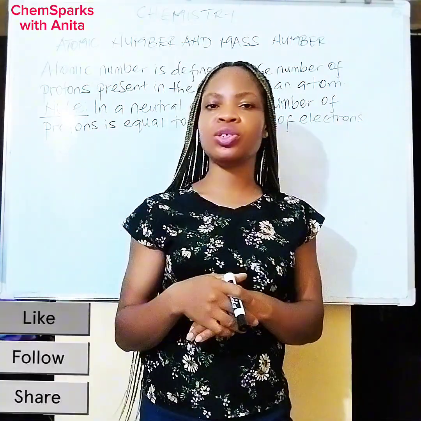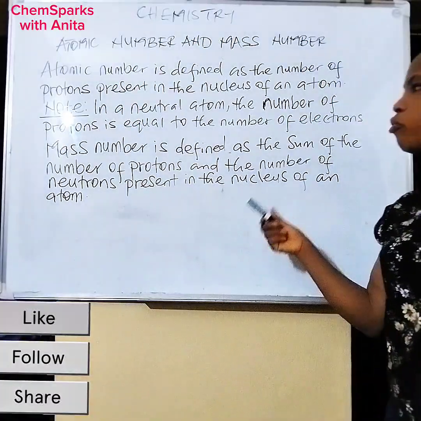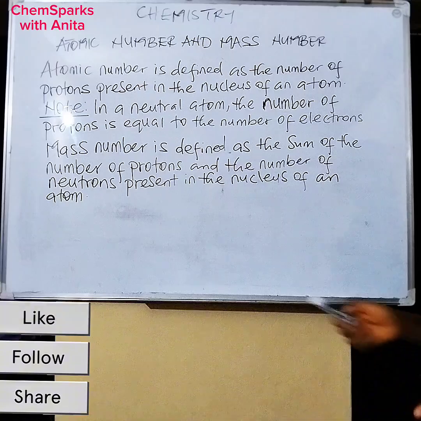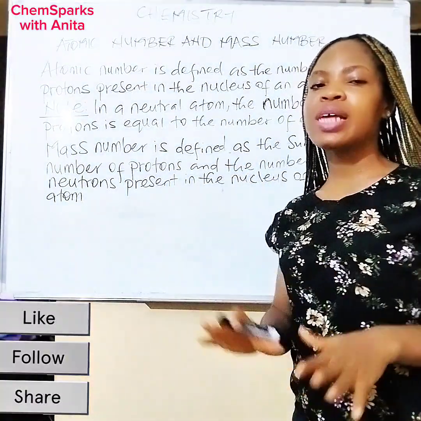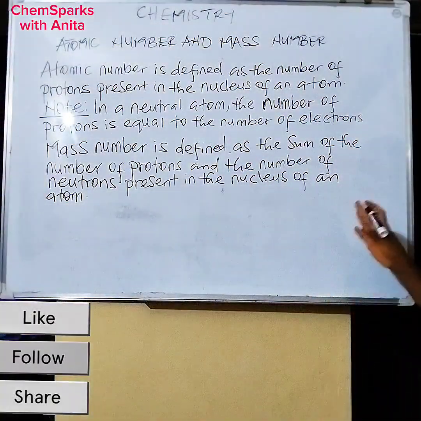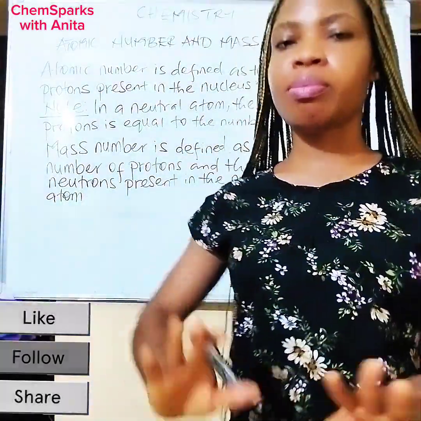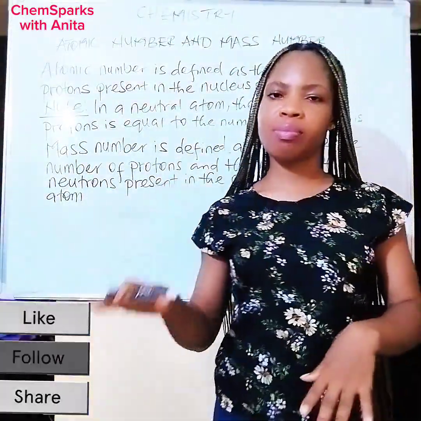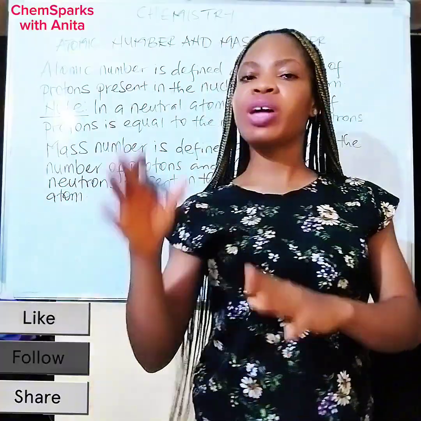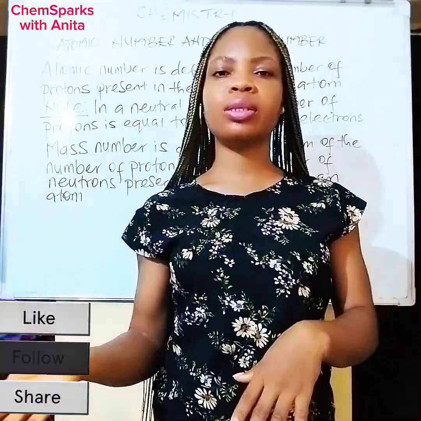Let's take down the definition of mass number. The definition of mass number is on the board. So the sum of the number of protons and the number of neutrons present in the nucleus of an atom gives the mass number of that element. That's the mass number of the atom of that element.